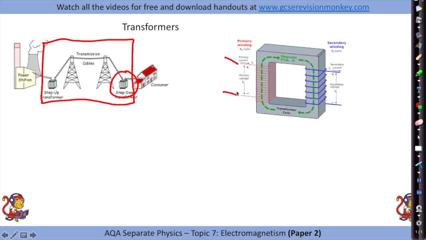So because it's a circuit, you've got the circuit coming in and coming out. And you can see lots of coils of wire on this side. On this side over here, you've got our secondary side, so that's going to be the one for the consumer. So off to our house.